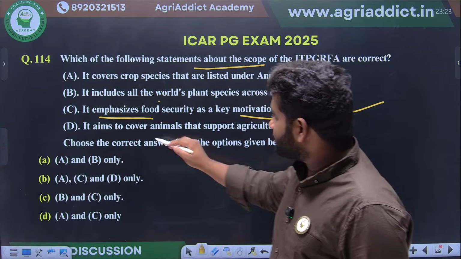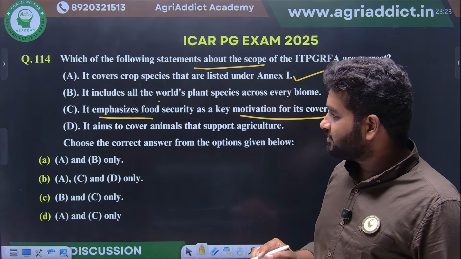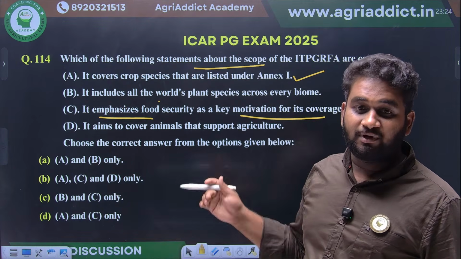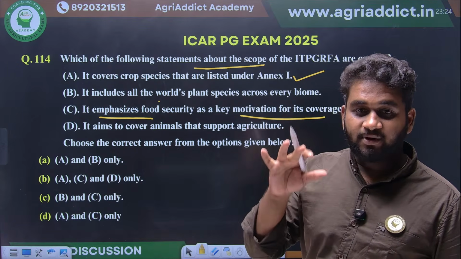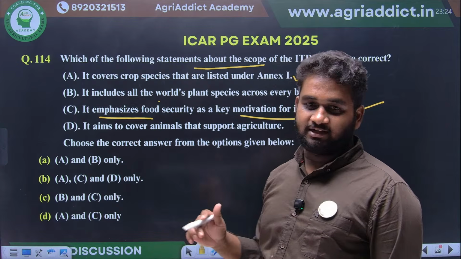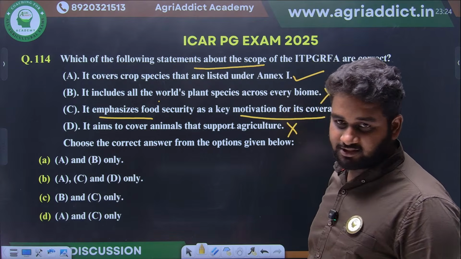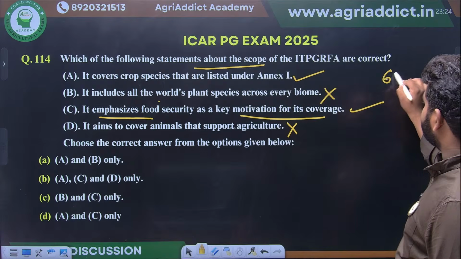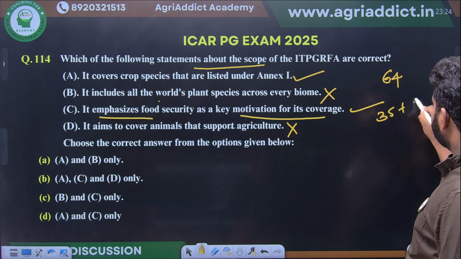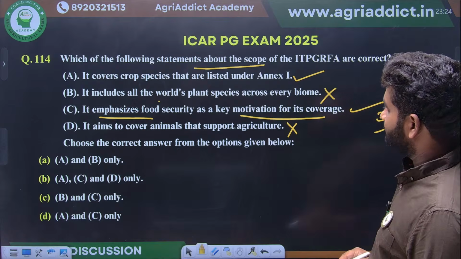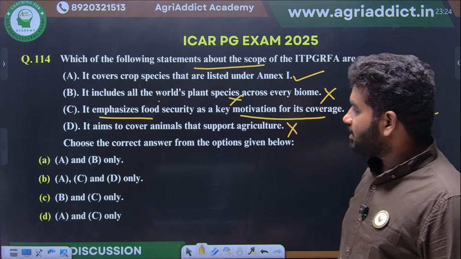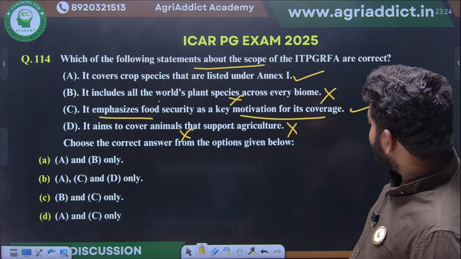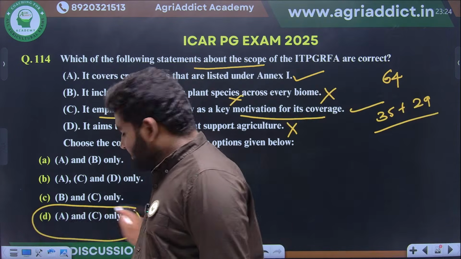Yes, it aims to cover animals that support agriculture. Does it cover animals? And it includes all world plant species. It will only cover the crops which are important for food and agriculture. Okay, both are wrong answers. It covers only some particular crops. That also I have told already, 64 crops. Okay, 35 plus 29, your food crops and forage crops. It will not cover all world food crops, and it will also not cover the animals in agriculture. Okay, your answer should be A and C only. Okay, D will be your answer. Yes, good.